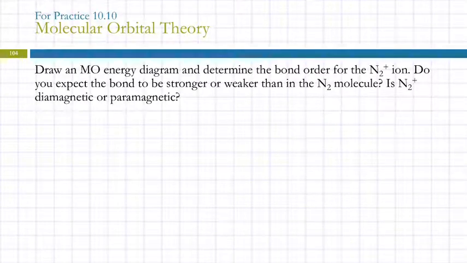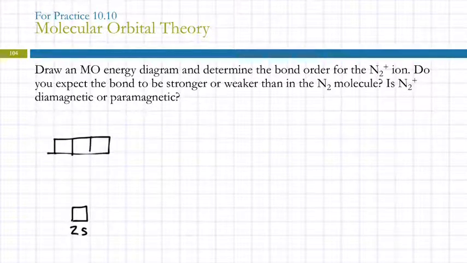Okay, let's do this practice problem. Draw an MO diagram and determine the bond order for the N2 plus ion. Do you expect the bond to be stronger or weaker than in the nitrogen molecule? And is this ion diamagnetic or paramagnetic? Okay, so we've got 2s orbitals and 2p orbitals for nitrogen.